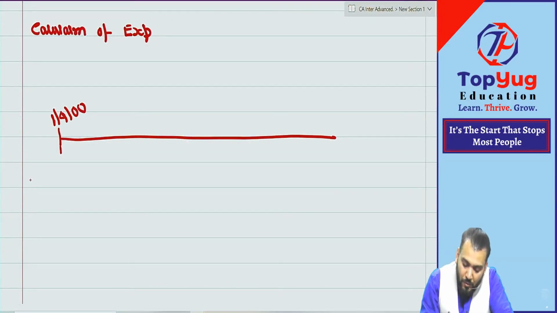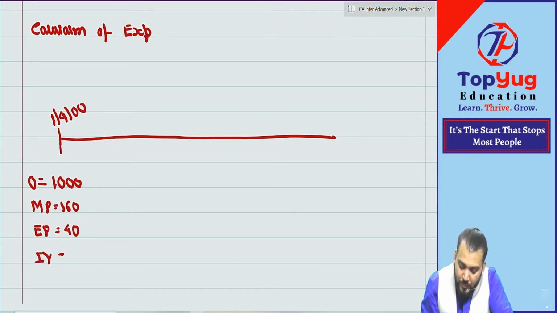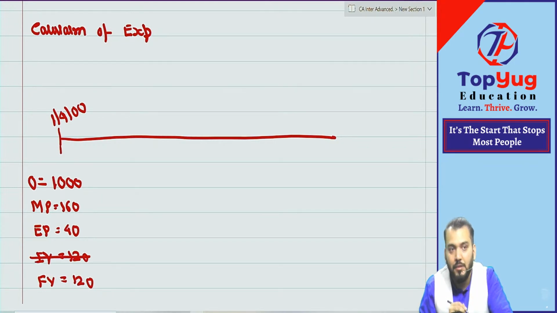First, how many options were granted? 1000. What is the market price? 160. What is the exercise price? What is the intrinsic value? What is the fair value? However, whenever fair value is given, this is not at all relevant. This can be different also. Therefore, I am going as per concepts.